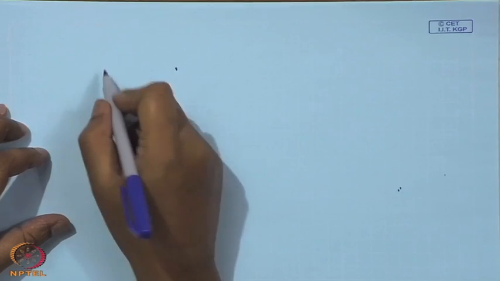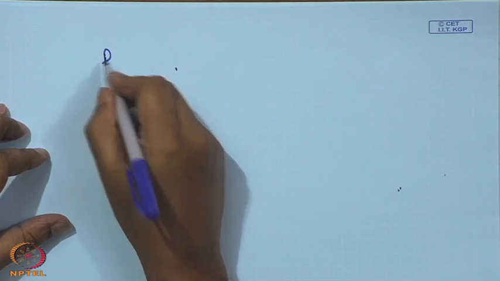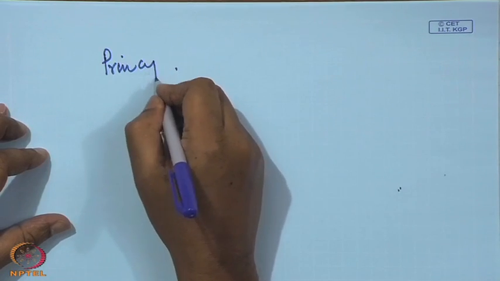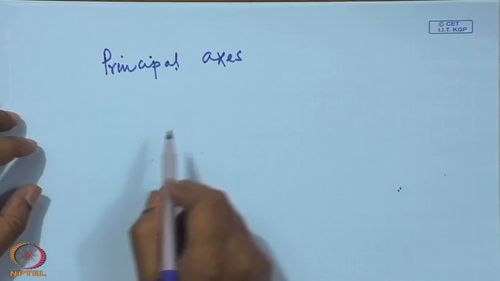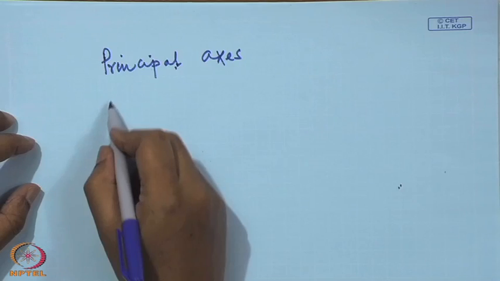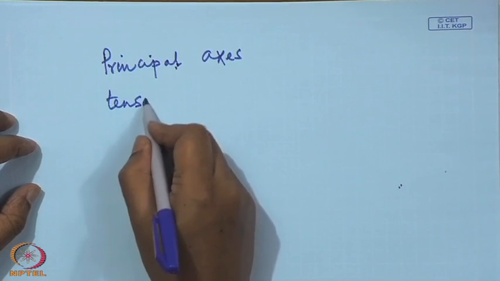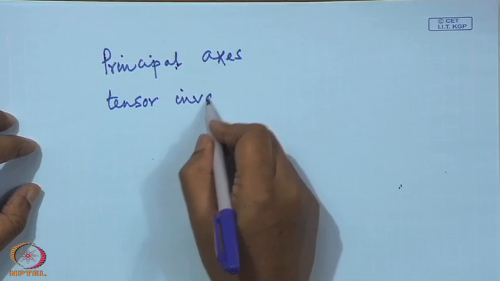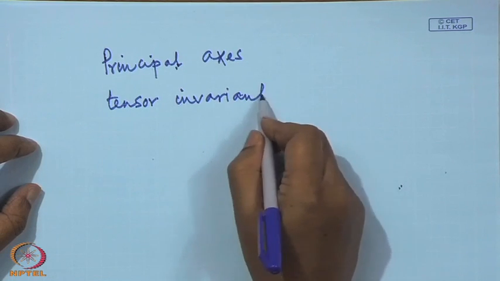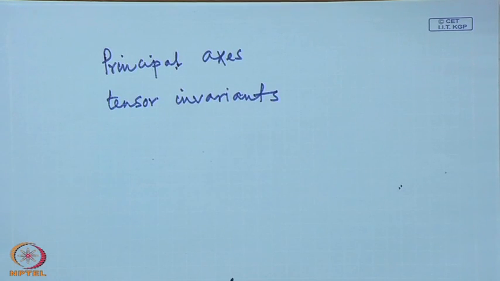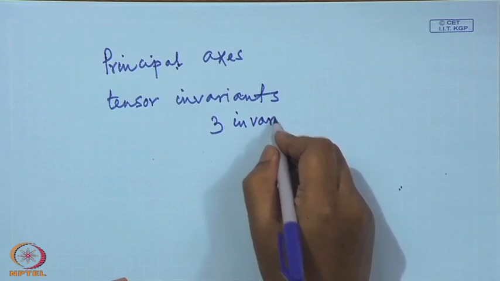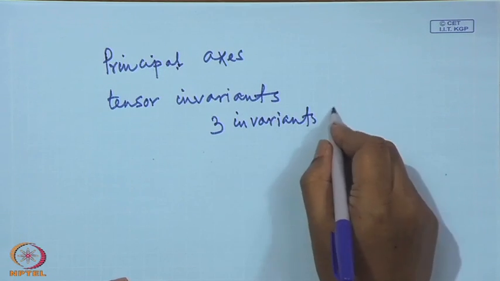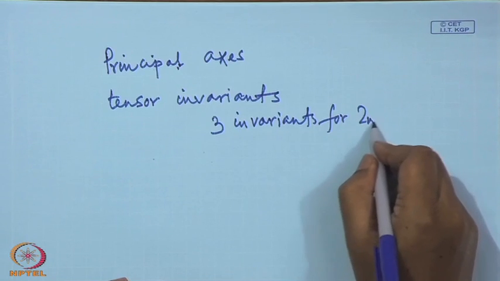So, we have the tensors have principal axis system, these are certain properties of all tensors. Then tensor invariants, a second order tensor has 3 tensor invariants, 3 invariants for second order tensor.